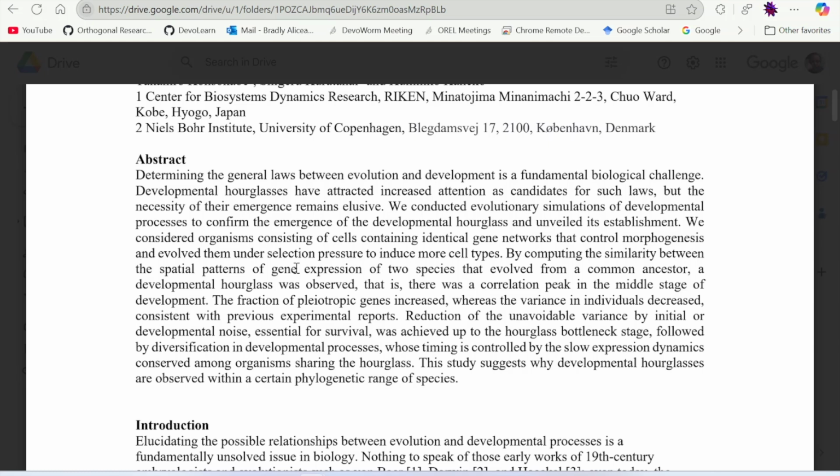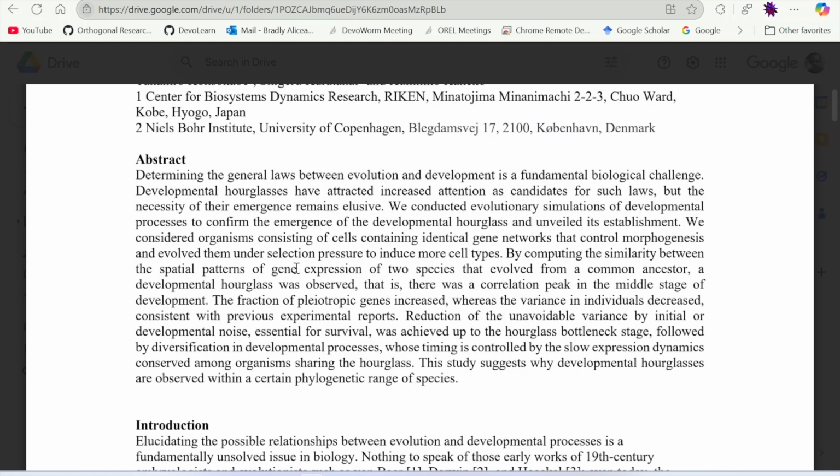So you're transitioning to this later stage of development where you really get this difference in phenotypes. But you also see the variance in individuals decrease, and this is consistent with previous experimental reports. Reduction of the unavoidable variance by initial or developmental noise, essential for survival, was achieved up to the hourglass bottleneck stage, followed by diversification in developmental processes whose timing is controlled by the slow expression dynamics conserved among organisms sharing the hourglass.